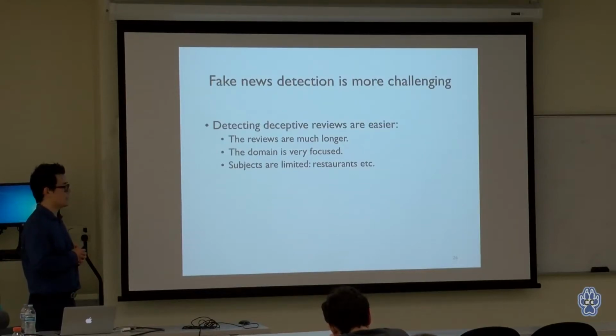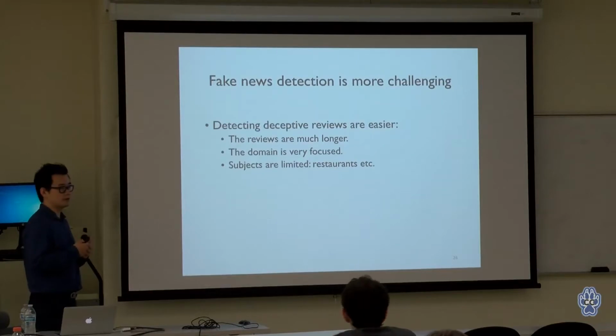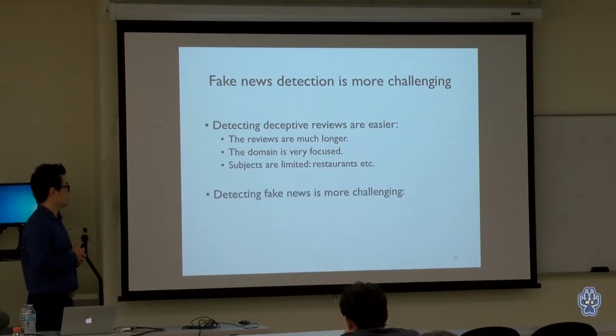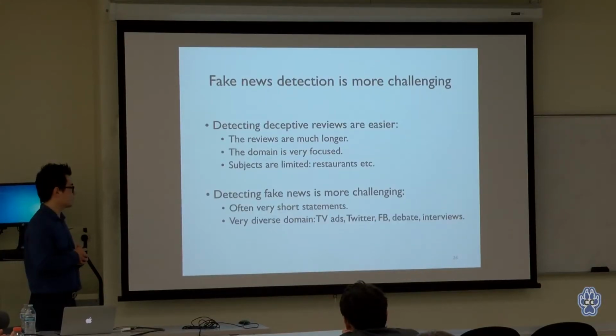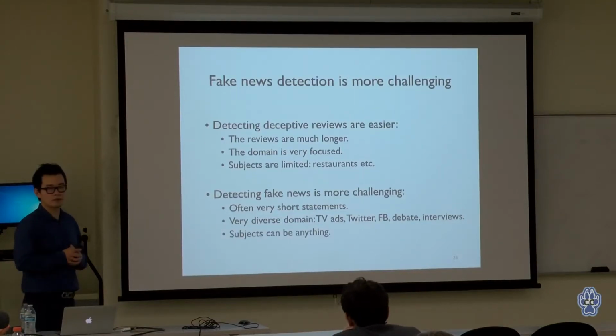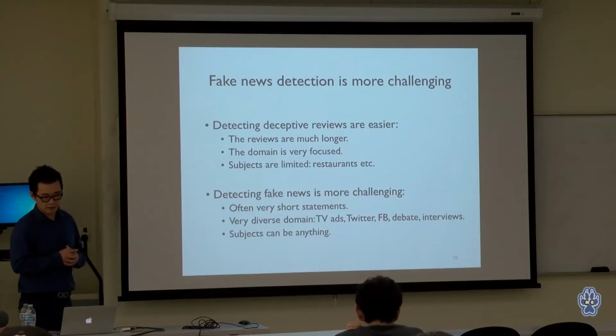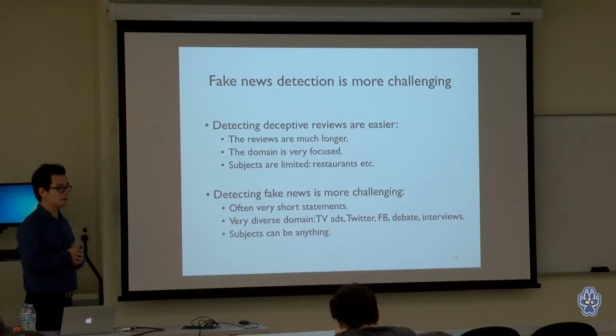Another thing is the subjects, right? In this case, the restaurant domain is relatively limited. But in reality, when you deal with fake news, any politician, any person can be the subject. So detecting fake news, like I said, involves usually very short statements, very diverse domains, Twitter, Facebook, debates, interviews, TV ads, and the subjects can be literally anything, right? The most challenging thing is that for fake news, there are no data sets.